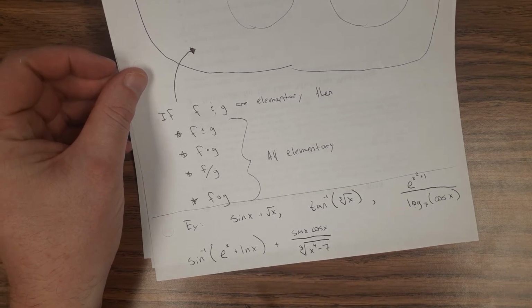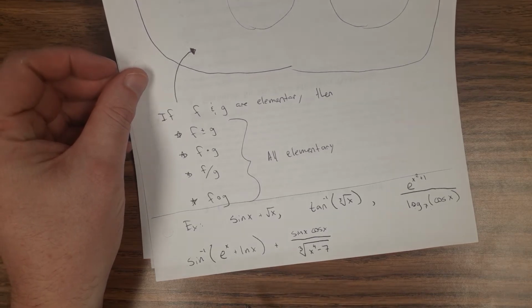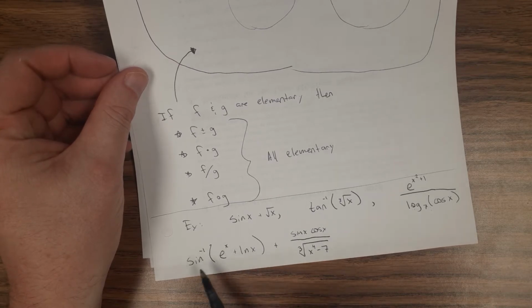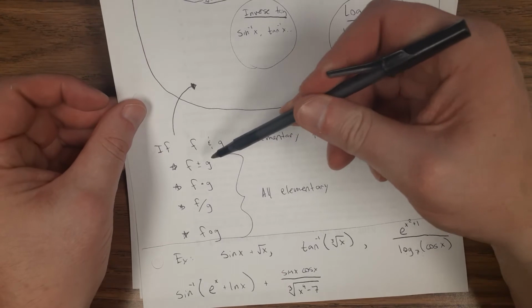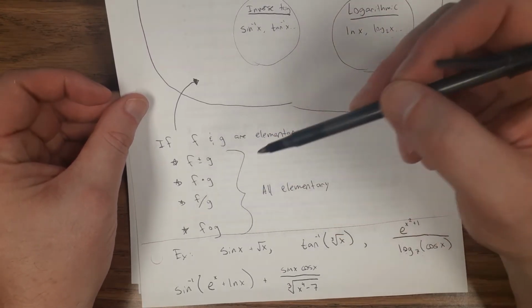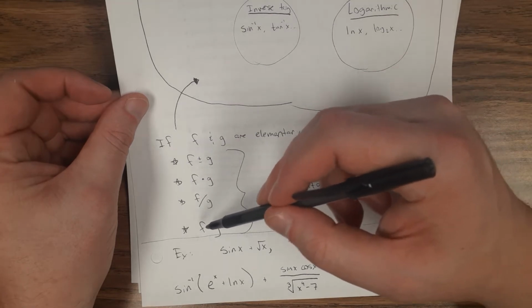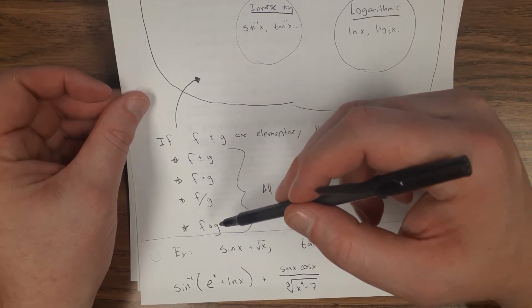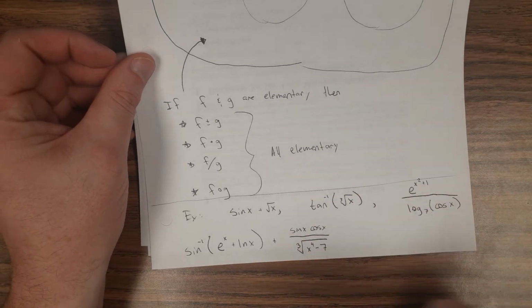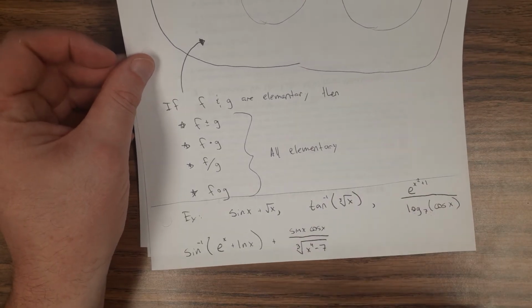I went a little wild with this one, but I just want to show you that elementary functions really include many kinds of combinations, any kind of combination using these operations: addition, multiplication, division, function composition, meaning like f of g of x or g of f of x. You can combine elementary functions in any of those ways and get new elementary functions.